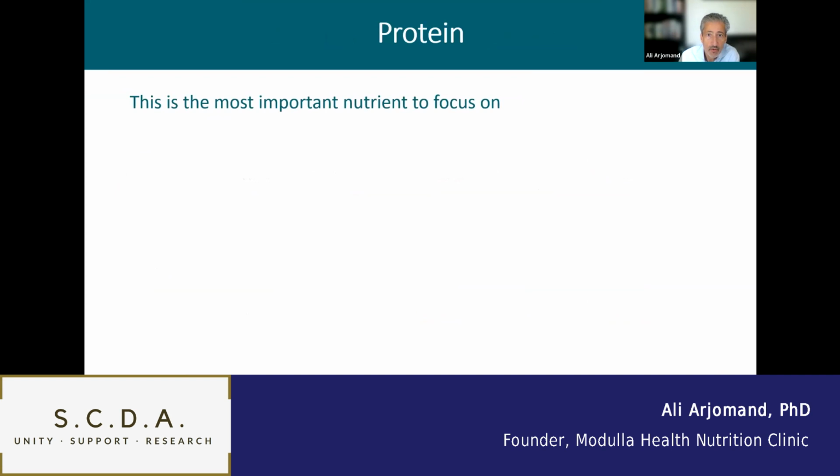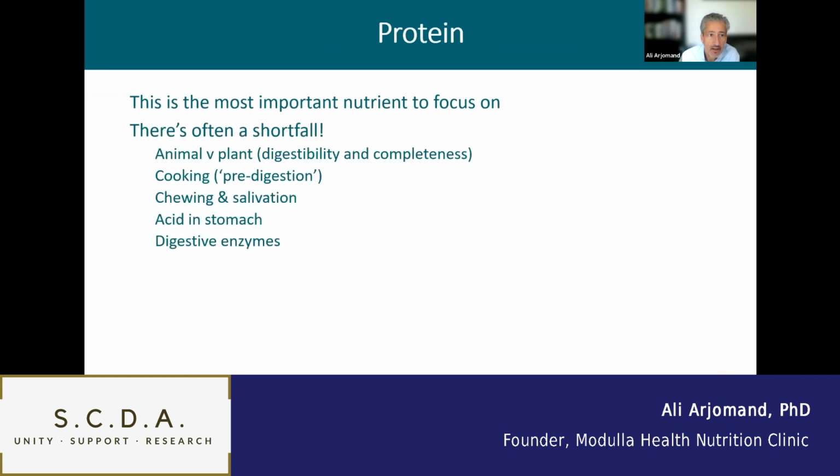So this is a really important nutrient to focus on. I really want to spend some time on it. There's often a shortfall if you're not eating animal products. So plant-based folks, vegetarians, are really going to struggle with meeting protein intake, getting it to the right level. Cooking definitely helps pre-digest or pre-cook the protein, whether it's animal or plant. It's important to chew and salivate because we want those amino acids to break off the protein. That's the digestion. We want to have a good acid production in the stomach. That's an important part of protein digestion.